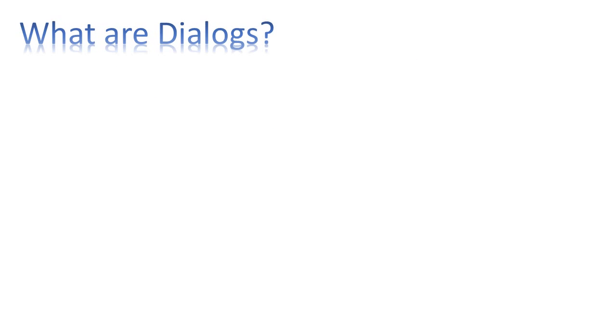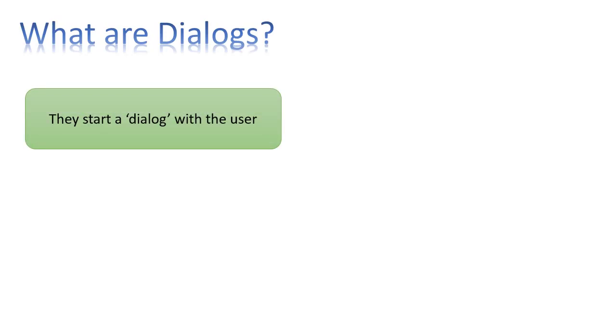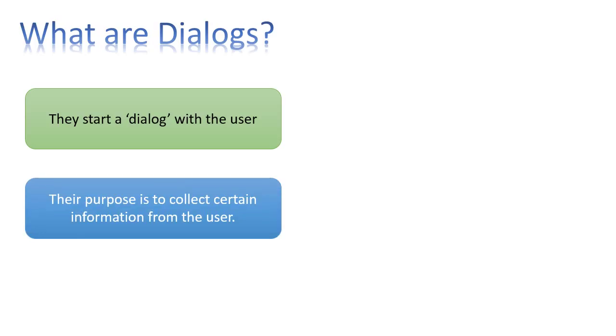Now the first thing to ask is, what's a dialog? A dialog is simply a window that starts a conversation, a dialogue with a user. The main purpose of a dialog window is to collect certain information from the user. That's the definition of a dialog.